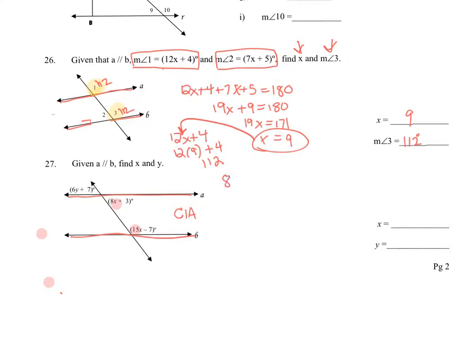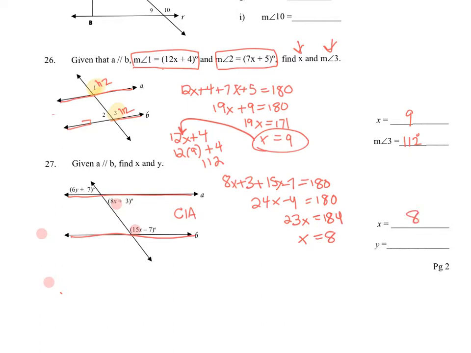So I'm going to say 8x plus 3, and I'm going to add to it 15x minus 7, and that's going to equal 180 because they're supplementary. So let's go ahead and solve that, combine our like terms, move the negative 4, and divide. And so now I have x is equal to 8.